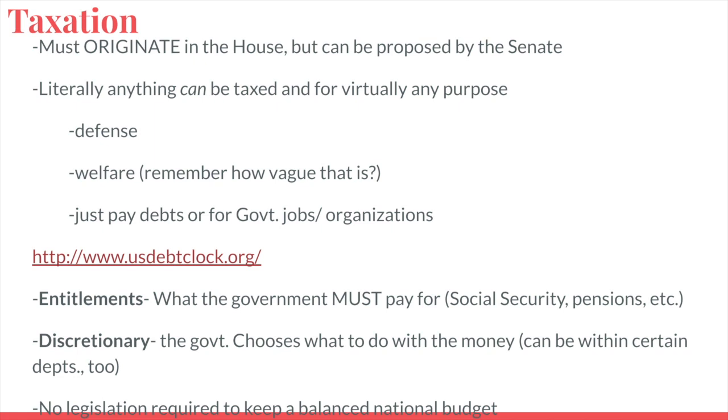Welfare, and I don't mean just a welfare program, I mean the general welfare, and how vague that is, back from when Jefferson and Madison were talking about it. So anything that looks out for the people. It could be Social Security, Medicare, Medicaid, whatever, but it could also be public health spending. And then, of course, you still need to be able to pay government workers and hopefully pay off some of the U.S. debt.